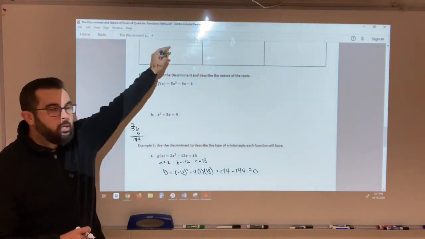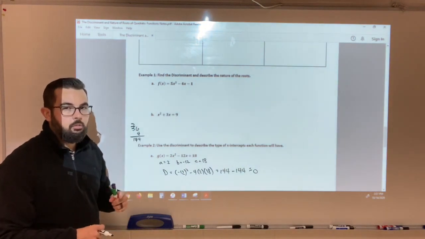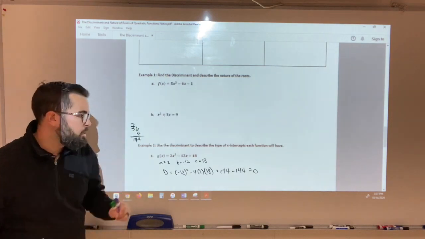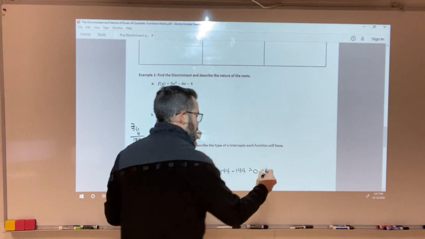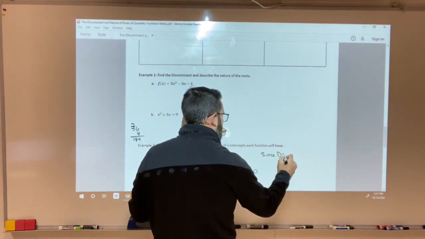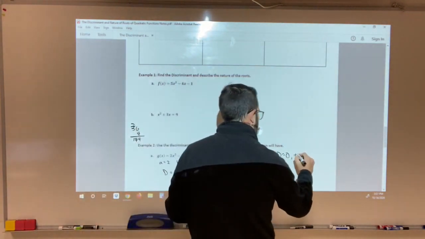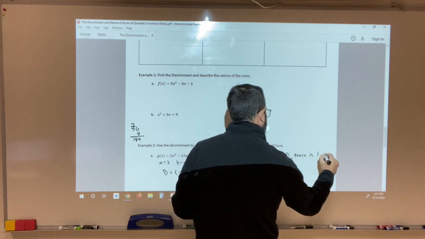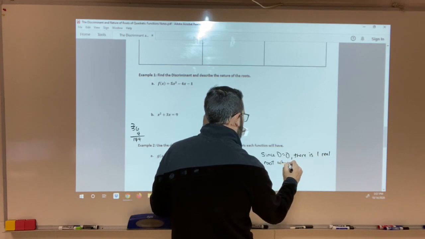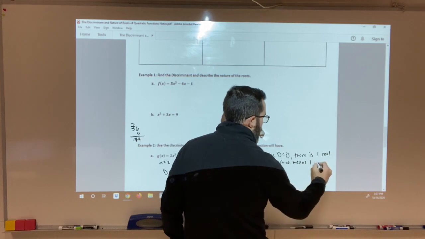So, according to our chart up here, if the discriminant is 0, then it's going to have 1 real root, which, according to our graph, is going to have 1 x-intercept. Okay? So, since capital D is equal to 0, since the discriminant is 0, there is 1 real root, which means 1 x-intercept.